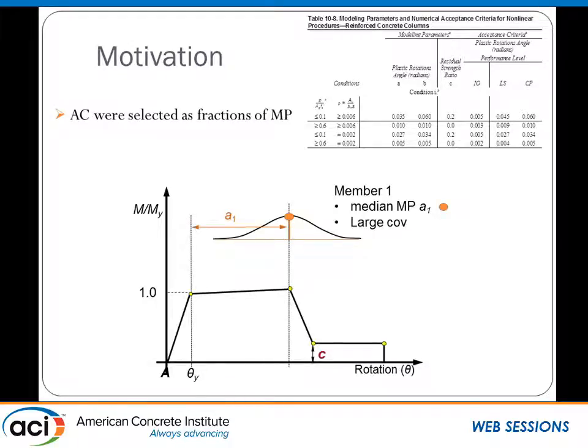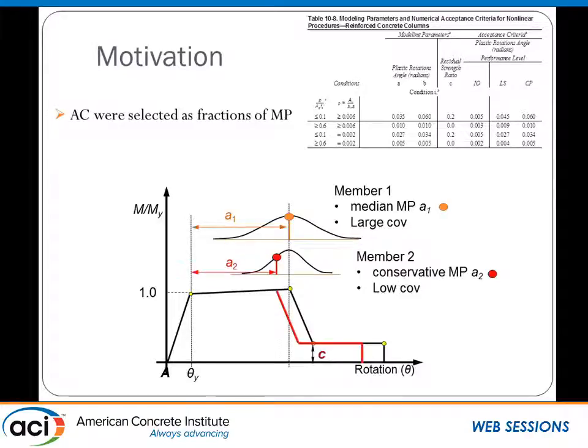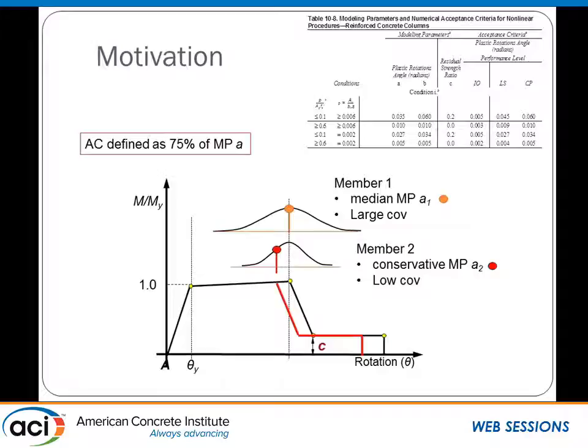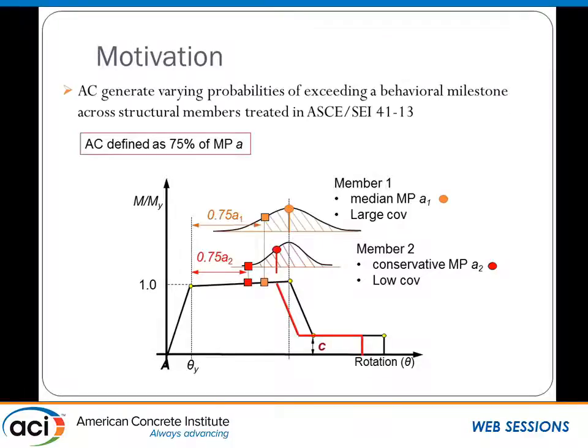Let's say you have member 1 modeled at the median value, and member 2 modeled at some conservative value. You define your acceptance criteria as 75% of that modeling parameter. So now you have 75% of this value here, and 75% of that value there. And when you look at the probability of exceedance, so when you're looking at acceptance criteria for this member, you have this probability of exceedance of the actual threshold damage or deformation level, whereas this one has a very different probability of exceedance.